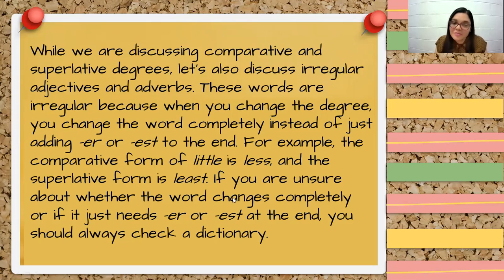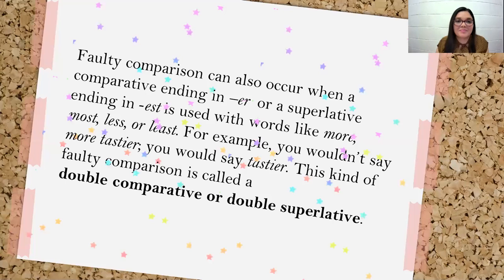If you are unsure about whether the word changes completely or if it only just needs the -er or -est at the end, once again, I recommend you use a dictionary. The way you do it when you're not sure about a verb and how it is conjugated or the form it has in a past participle form or in the past form, you should use a dictionary. Dictionaries are a great help when you are in need and in doubt.